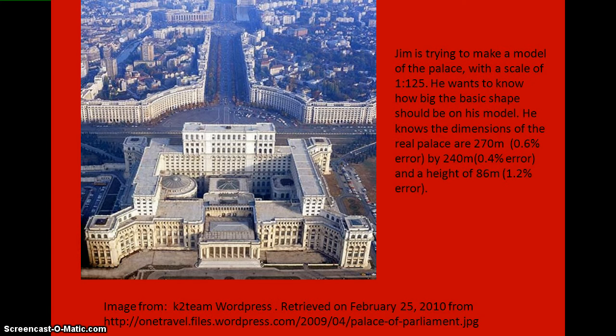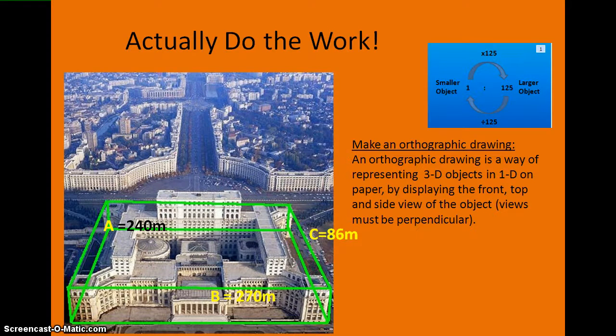Jim is trying to make a model of the palace with a scale of 1 to 125. He wants to know how big the basic shape should be on his model. He knows the dimensions of the real palace are 270 meters by 240 meters with a height of 86 meters, errors as provided in brackets.